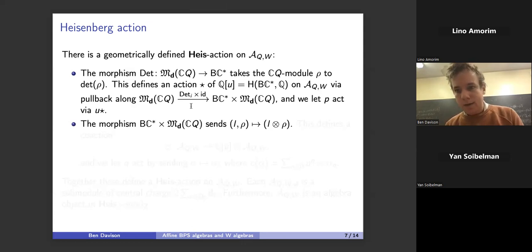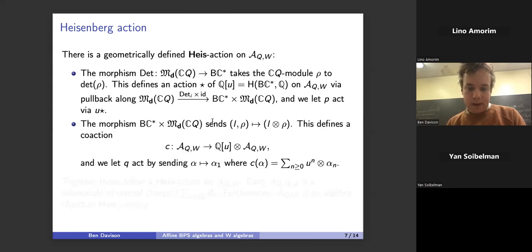Going the other way, there is an action of BC star itself on the stack. So if I have a module or even a family of modules and I have a line, i.e. a one-dimensional vector space, I can tensor them together to get a new module, and that gives me an action. Yeah, so there's a morphism from BC star cross M_d^Q back to M_d^Q, and this defines a coaction. If I take cohomology, I go from vanishing cycle cohomology of M_d^Q to vanishing cycle cohomology of BC star cross M_d^Q.